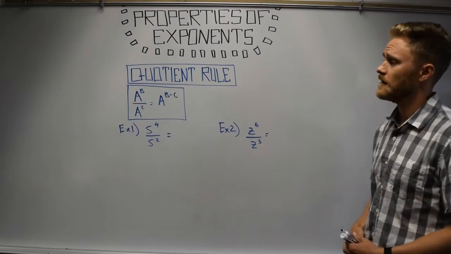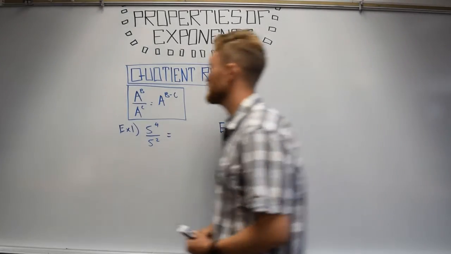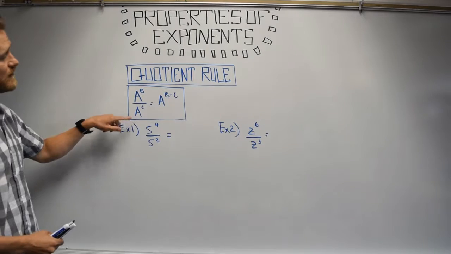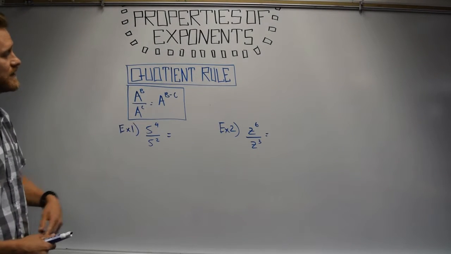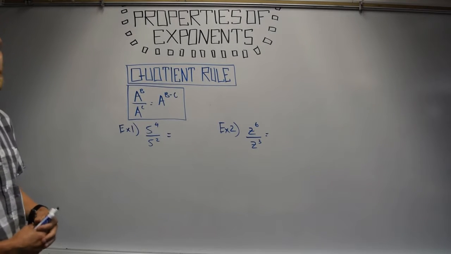Next rule we're going to cover is the quotient rule. So, in the quotient rule, if we have a term raised to a power over a term raised to a power and we have the same bases, we can write it as that base raised to the difference of the two exponents.